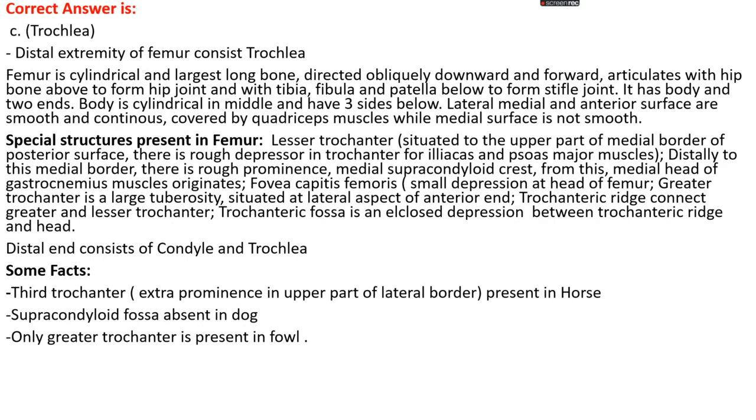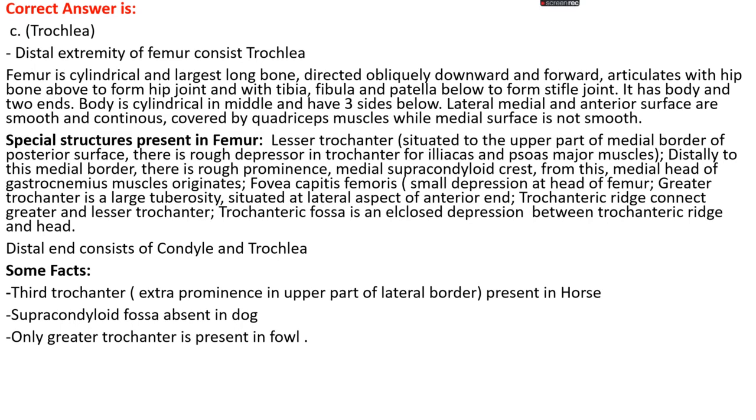Another structure is the fovea capitis femoris, a small depression at the head of the femur. Another structure is the greater trochanter, which is a large tuberosity situated at the lateral aspect of the proximal end. The trochanteric ridge mainly connects the greater and the lesser trochanter. The trochanteric fossa is an enclosed depression between the trochanteric ridge and the head.